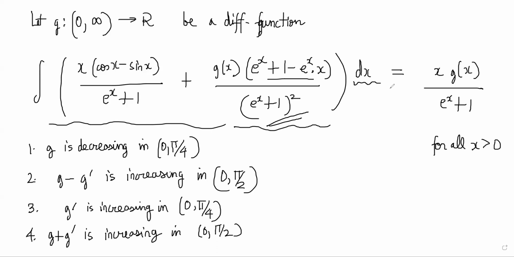Okay. If you call x by e power x plus 1 as f of x, this is your f dash x. Yes. So now what? f of x into cos, g of x dash of x.